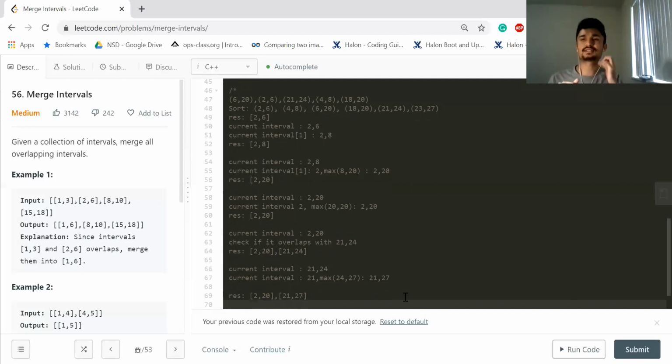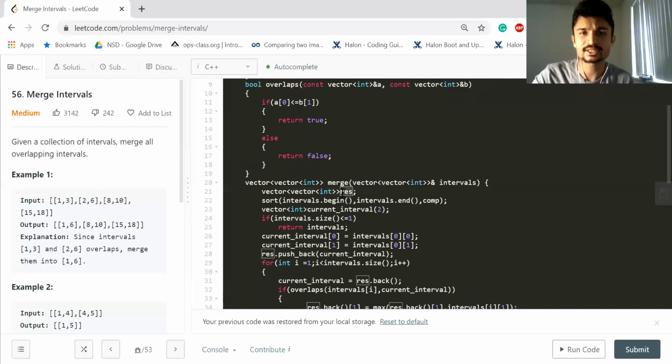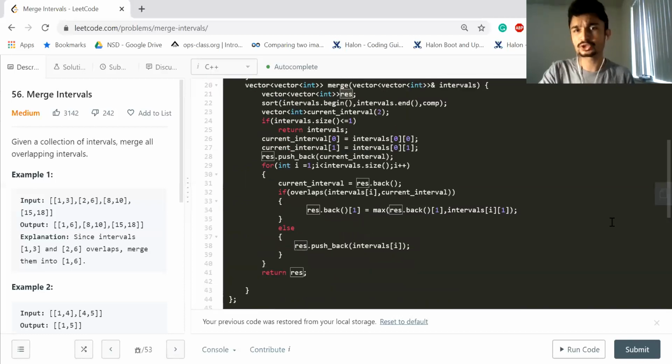So that's what we have done in the code. This was just a logical walkthrough of the code. Now let's look at the code exactly and try to run this thing. I have just initialized a vector of vectors, so an array of arrays, called result. Then the first thing, that's what we did in everything. Even while we were doing it on the whiteboard, we sorted it. Even while we were thinking about the walkthrough, we sorted it.